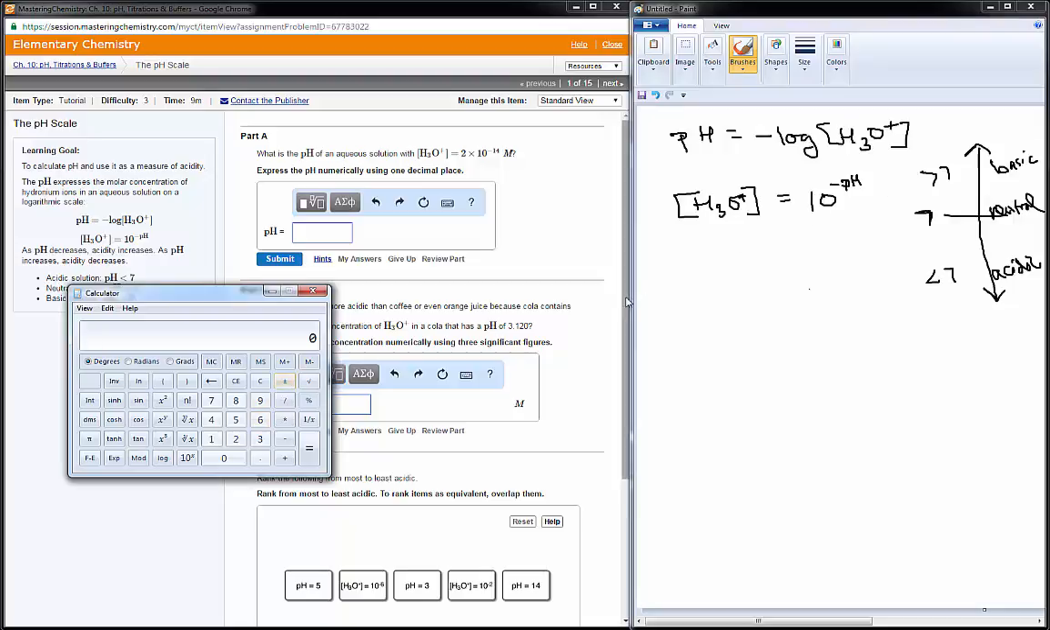Every one of you is going to have a different calculator that does this slightly differently, but what this particular calculator is going to want is to say 2 times 10 to the negative 14th, and I'm going to take the log of that. So click log. And then I'm going to take the negative of that. So I actually have a pH of 13.7.